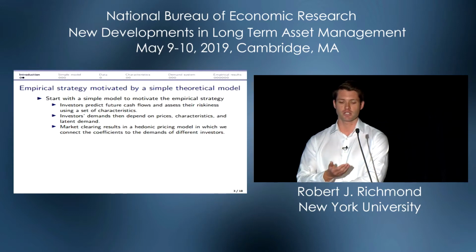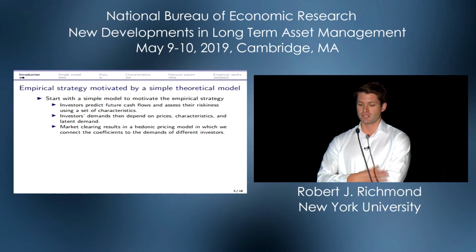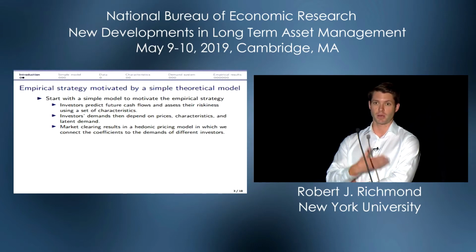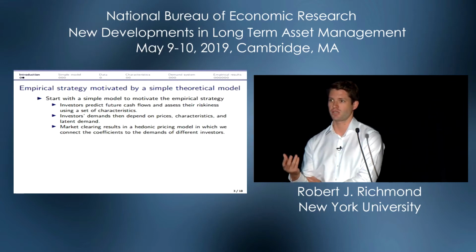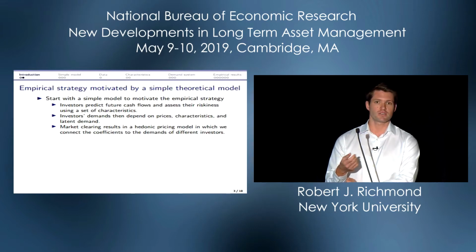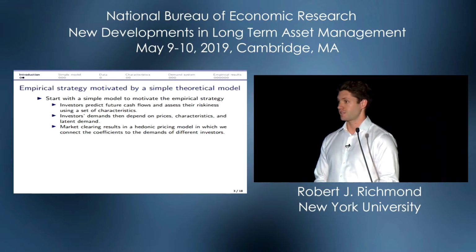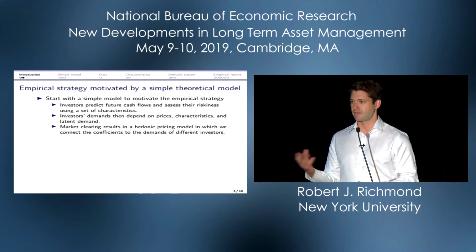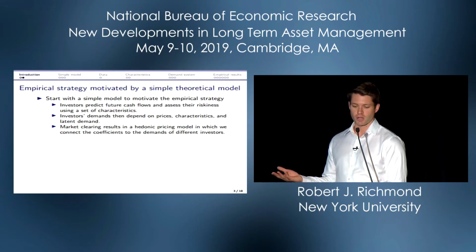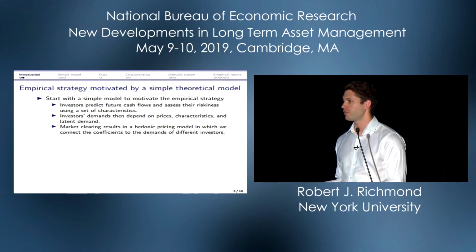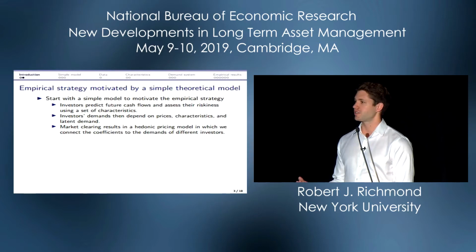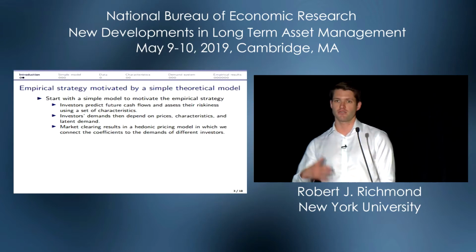In the model, we're going to have heterogeneous investors. These investors predict future cash flows and assess the riskiness of these cash flows using a set of characteristics that's publicly observable, as well as potentially an unobservable set of characteristics. Now, investors' demand, as a result, is going to depend on the prices of assets, as well as the characteristics of these individual assets, and this latent demand of individual investors. If you clear markets, this results in a hedonic pricing model where the valuation ratios across firms are related to the characteristics, and the coefficients on these characteristics are related to the individual investor's demand.